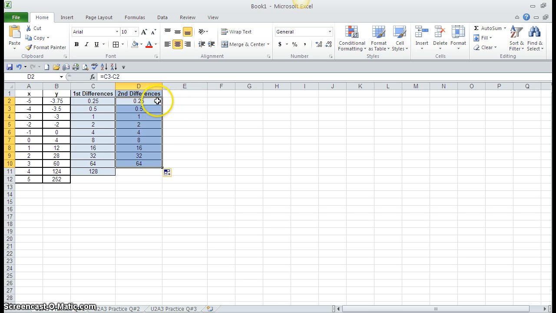So you'll notice two things. Here the formula says B3 subtract B2. Here the formula says C3 subtract C2. And you notice for this exponential function, the first differences are identical as the second differences. So that's a special feature of exponential functions.